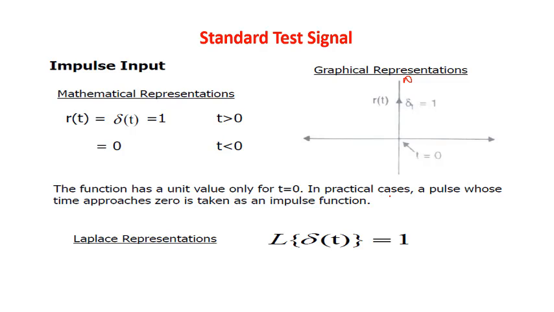In a practical case, a pulse whose time approaches 0 is taken as an impulse function. Hence it is given by the Laplace transform of delta(t) is equal to 1. So the impulse input response is going to be equal to 1.